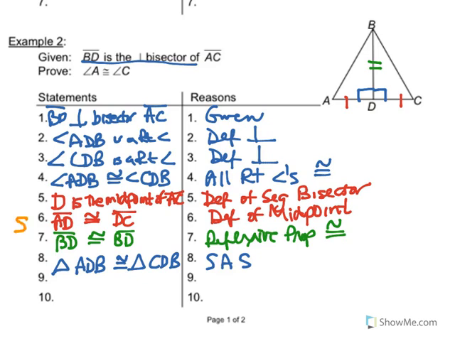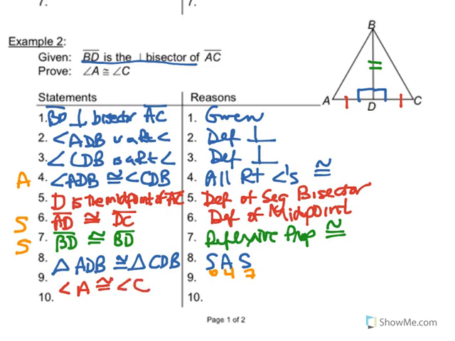So here's a side, AD to DC. Here's our angle right here. And here's our other side. So side, angle, side. And so that's statements 6, 4, and 7. And let's see here then. Now that we know those two triangles are congruent, we can say that angle A is congruent with angle C.